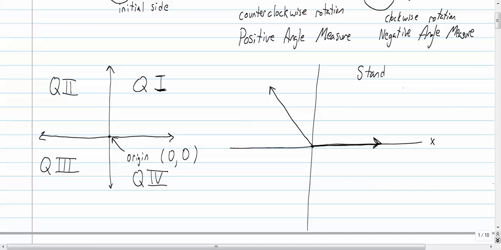So if you are working a problem and it says draw the angle measure in standard form, then that means that our initial side, the first side of our angle measure that we draw, needs to be on the positive x-axis.